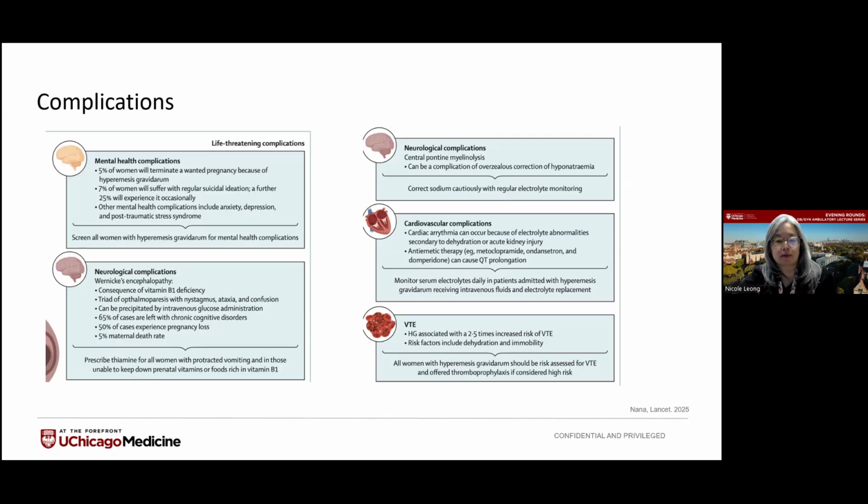Other things that we worry about are arrhythmias, in somebody who has electrolyte abnormalities due to dehydration or acute kidney injury. And the antiemetic therapies that we talked about already can cause prolonged QT, so we want to monitor people closely for that. And then people with hyperemesis have been shown to have an increased risk of thrombosis, probably because they're immobile, and severe dehydration can increase the risk of DVTs and PEs.